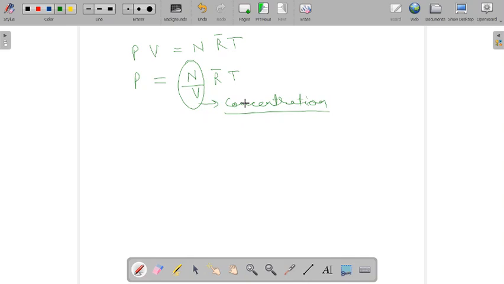So I can write this as P equal to C into R bar T. Another interesting fact is that the number of moles of a given mass of a gas is the same for all different kinds of gases. Why? What is the number of moles?